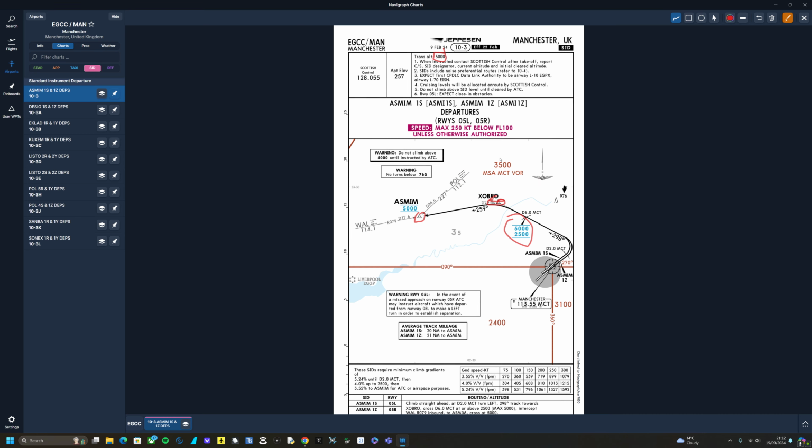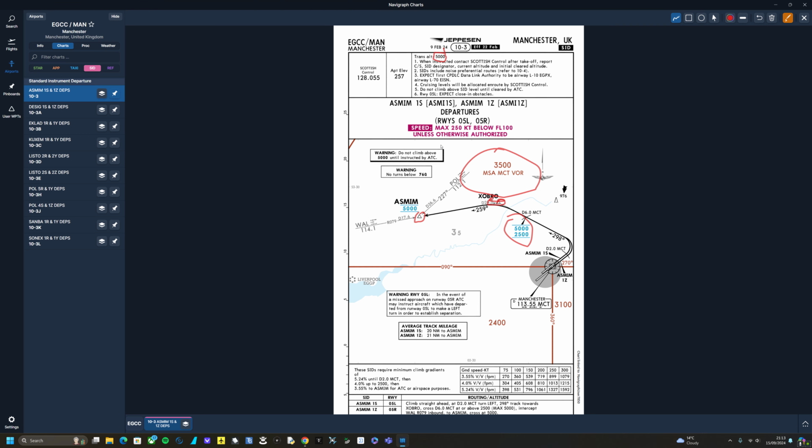And then you see this bit here, this 3,500 for the MSA MCT VOR. That means you've got to be at 3,500 feet for the MCT VOR. And that's all that means. I mean, can't go any further than that.